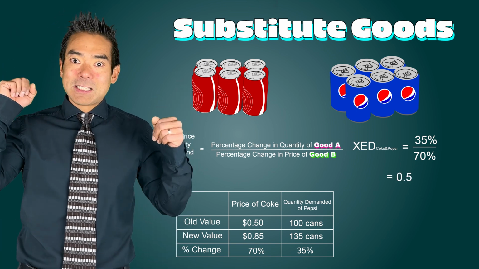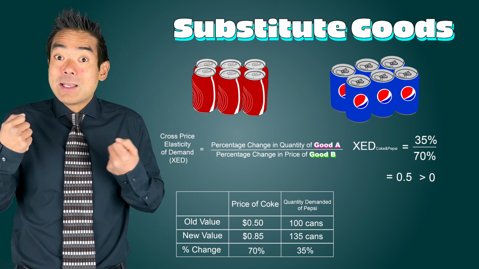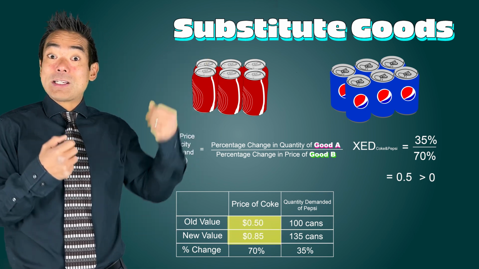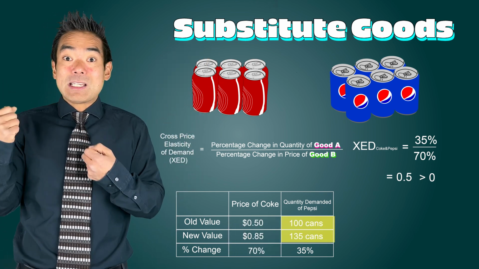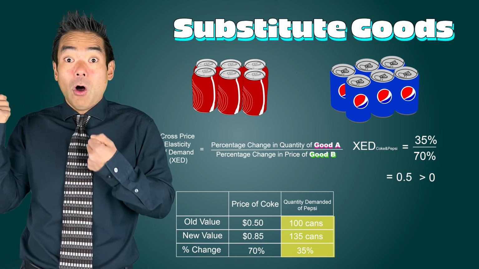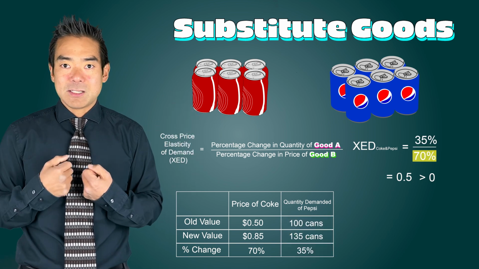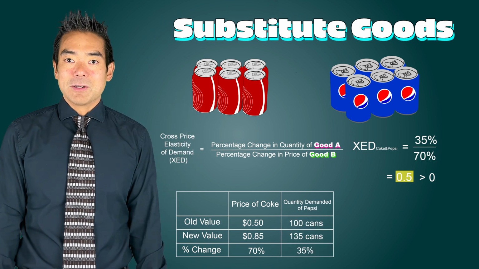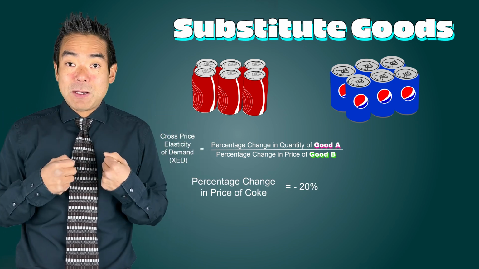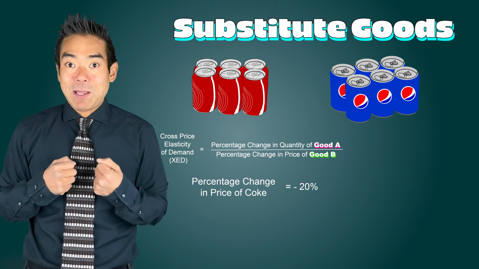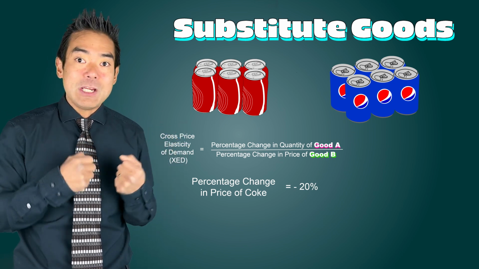Notice that cross-price elasticity of demand between Coke and Pepsi is positive. And this is because, again, an increase in the price of Coke, a positive percentage change, has led to an increase in the quantity demanded of Pepsi, also a positive percentage change. When you divide a positive number by another positive number, you get a positive number. Duh. If the price of Coke fell by 20%, we would expect people to buy more Coke and less Pepsi, with some people substituting away from Pepsi to now the relatively cheaper Coke.